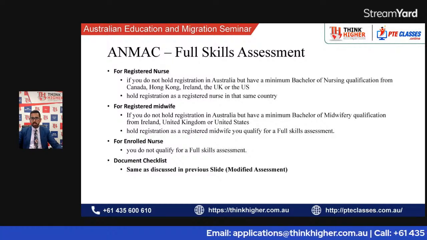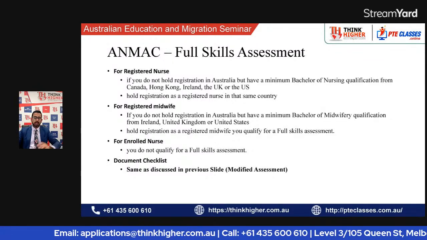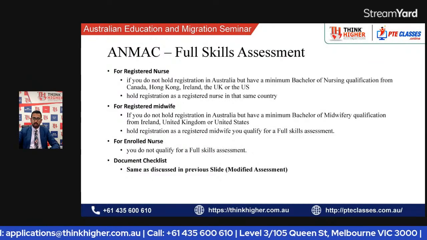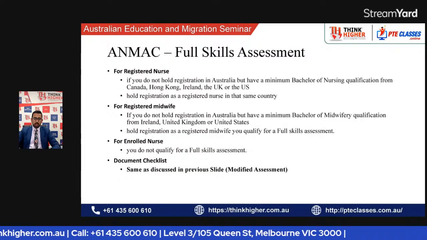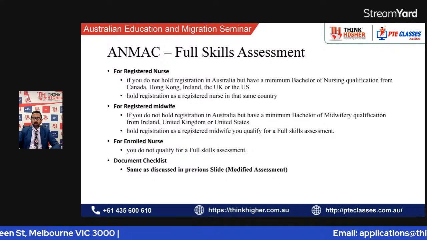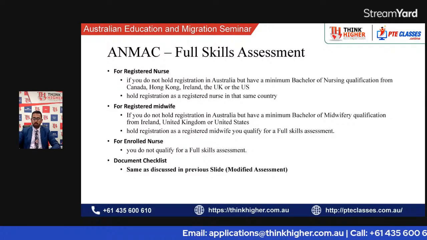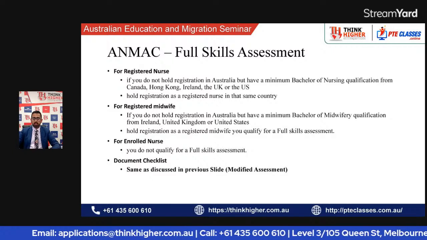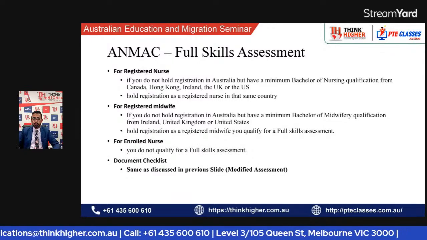So now the full skill assessment is for those who do not hold any AHPRA skill assessment registration in Australia. They need to have a minimum bachelor's degree or higher in order to meet the requirement. Or if you have a bachelor of nursing qualification from these specific countries: Canada, Hong Kong, Ireland, UK, and US. Apart from that, you cannot apply for the full skill assessment.